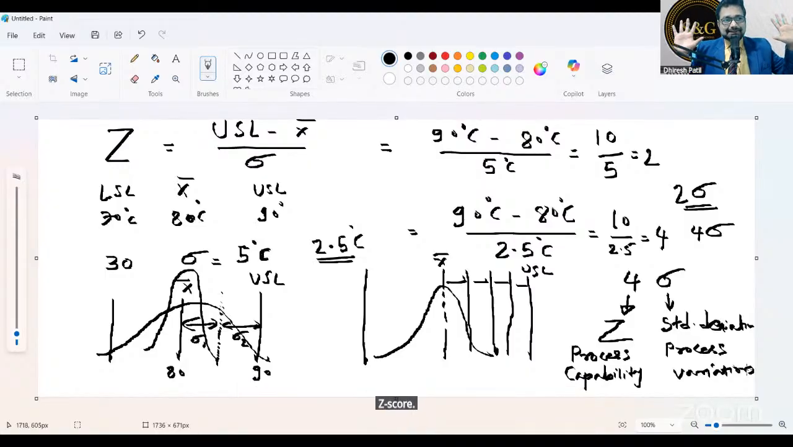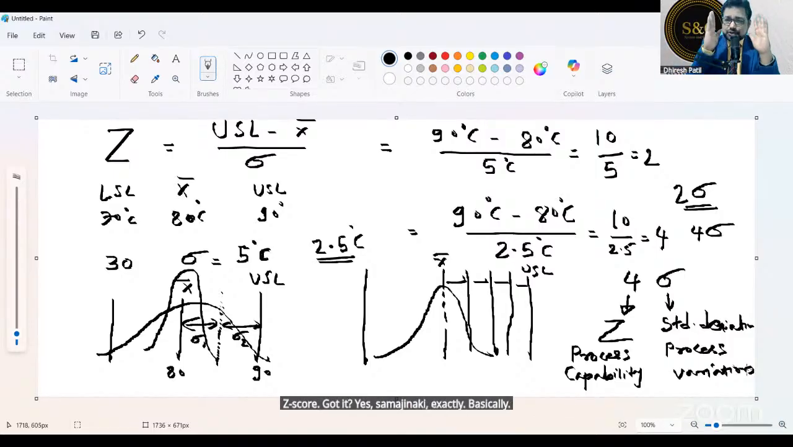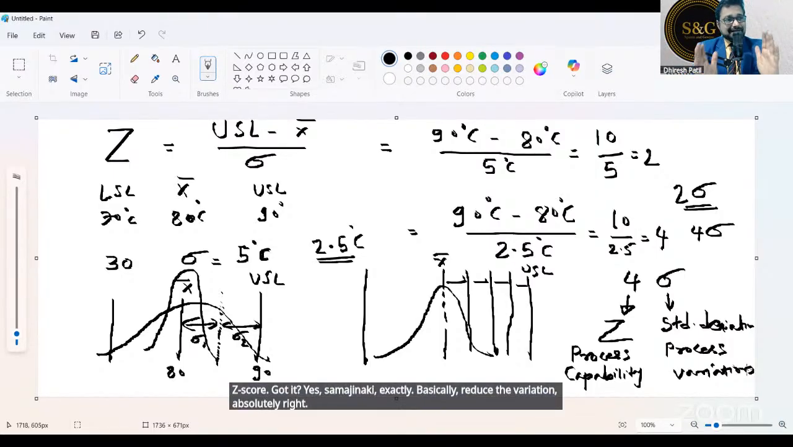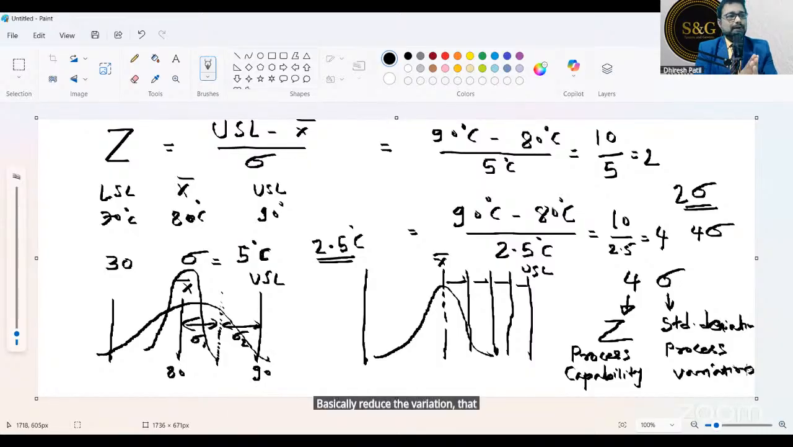Got it? To understand this, basically reduce the variation. Absolutely right. Basically reduce the variation. That is what we have to do. And for that we do Six Sigma projects. We work on man, machine, method, mother nature, everything.